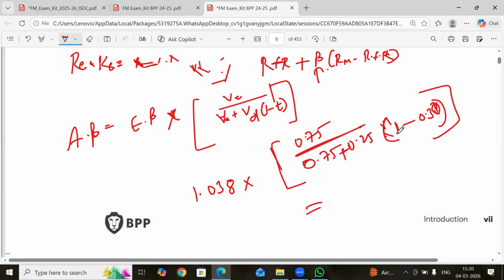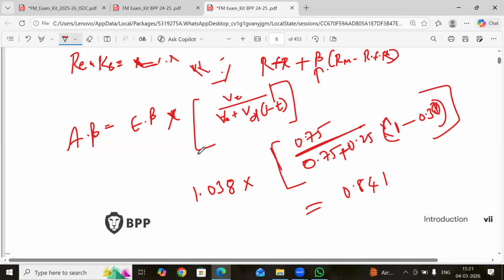Is everyone solving? I'm asking you a question. Yes, sir, we are calculating. Yeah. Please do tell me the answer. Sir, I got 0.841. Yeah, so 0.841 is your asset beta.